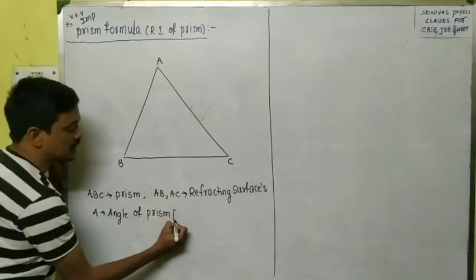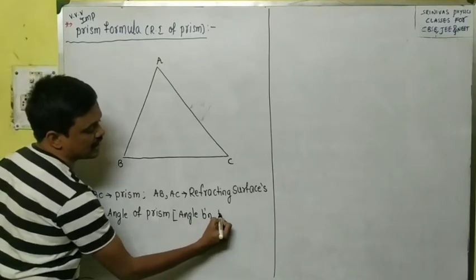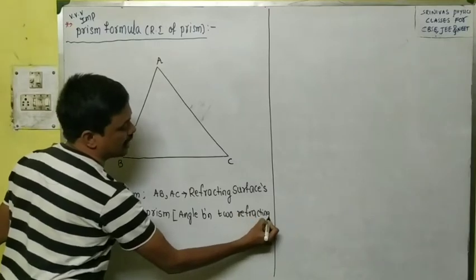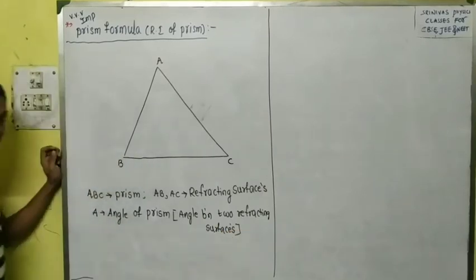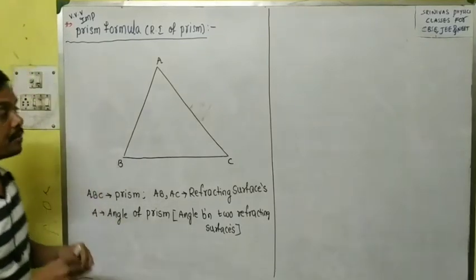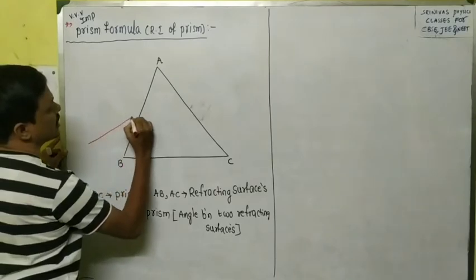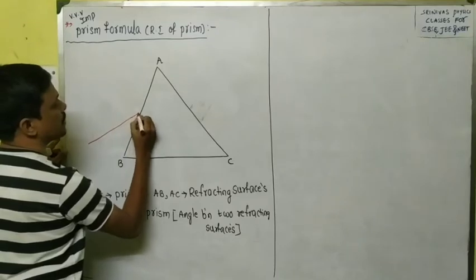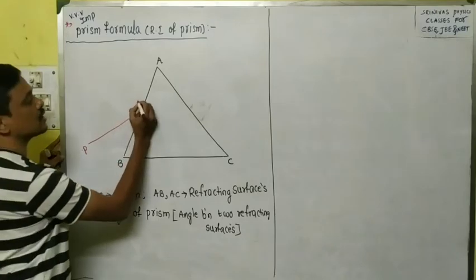Angle of prism means what? The angle between two refracting surfaces. That is called the angle of prism. And now let us see here, we will take one light ray that is allowed to be incident on the prism. Now we will take it like this. This is a light ray that is incident on the prism at point P. Okay, this is the P point and this is the Q point.